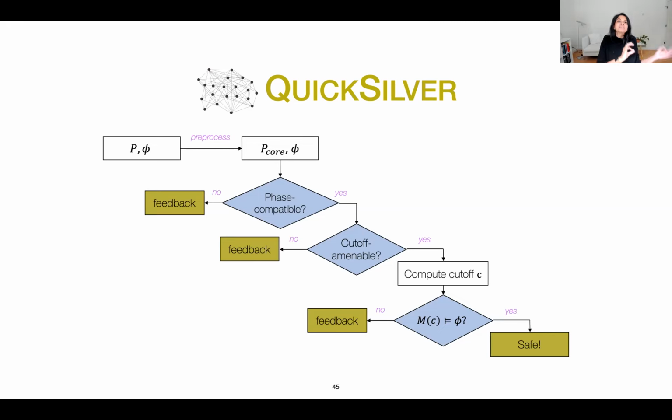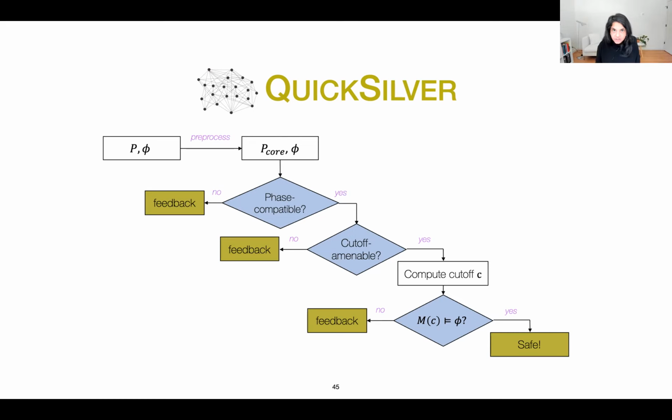Okay, or to at least eliminate the counterexample to phase compatibility. Now, let's say perhaps with some round of feedback, we do get a phase compatible system, or the user starts off with a phase compatible system. Then we check: is it cutoff amenable? Can it enable scalable verification? Because it's not enough for verification to be decidable, right?